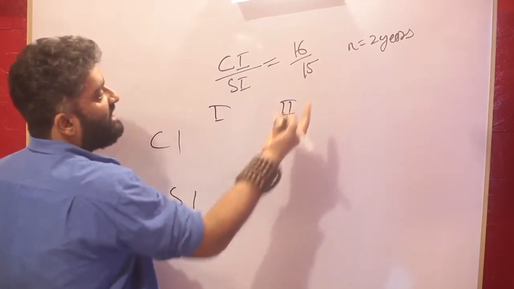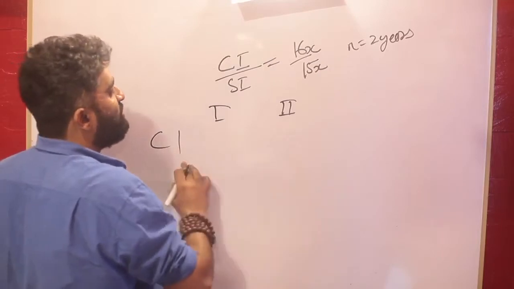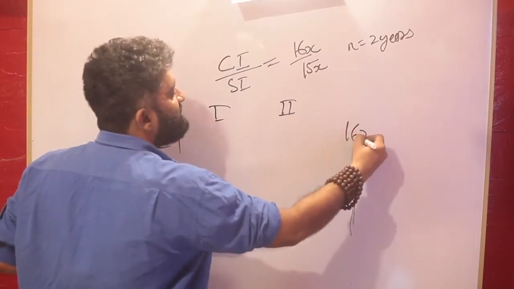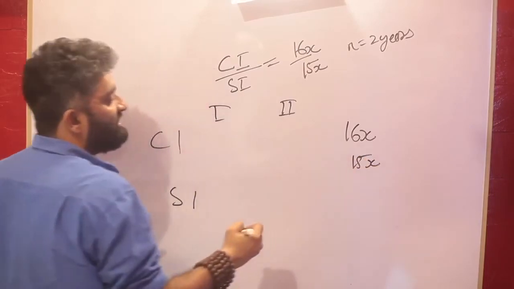I know how to deal with ratios. Just throw an X so this can become usable for you. So the total CI after 2 years is 16x and the total SI after 2 years is 15x, right?